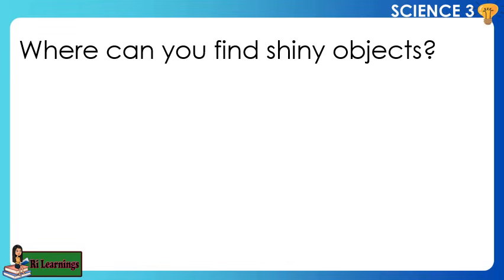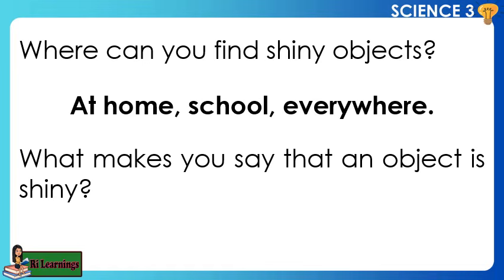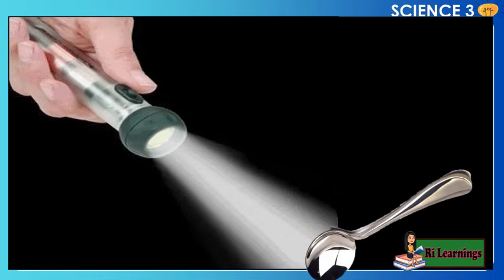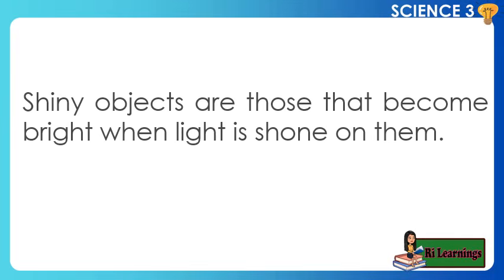Where can you find shiny objects? At home, school, everywhere. What makes you say that an object is shiny? When it sparkles, when it is bright. Shiny objects are those that become bright when light is shown on them.